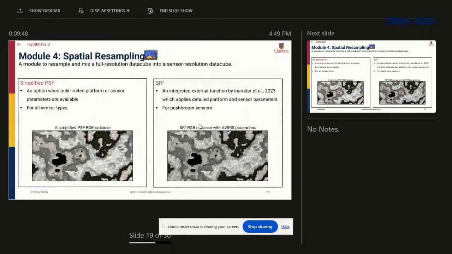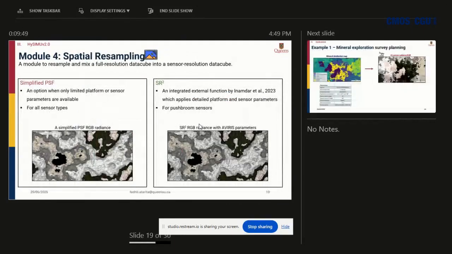The last module is for the spatial resampling. HiSimu has two options: simplified PSF, which works if you have limited info about the sensor and platform parameters, and it works for all sensor types. The other one is the SR2 function, which is an integrated function by Namdar et al. 2023. It applies more detailed platform and sensor parameters, and it is suitable for push broom sensors. Here you can see the difference of these two functions.